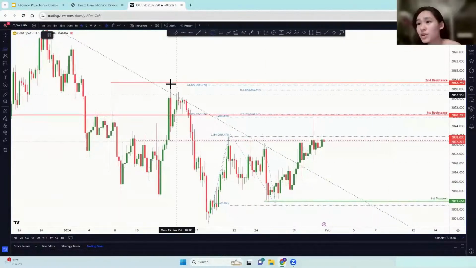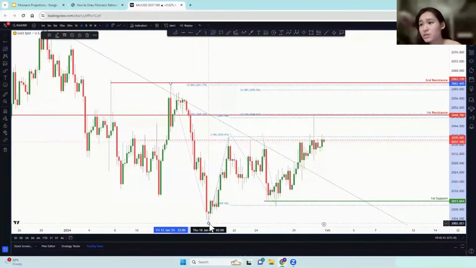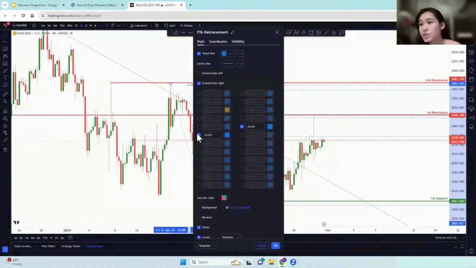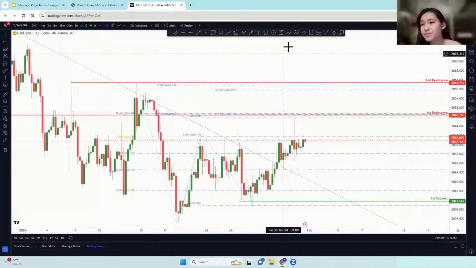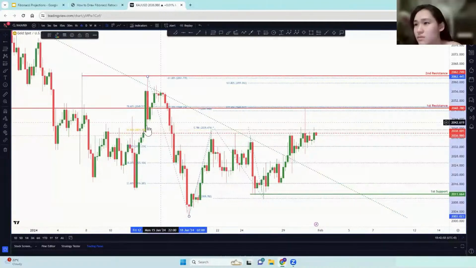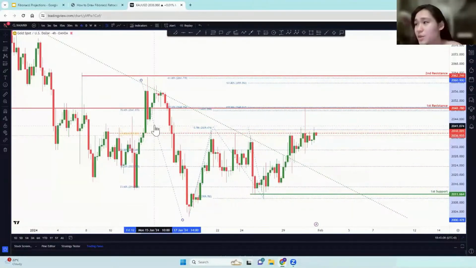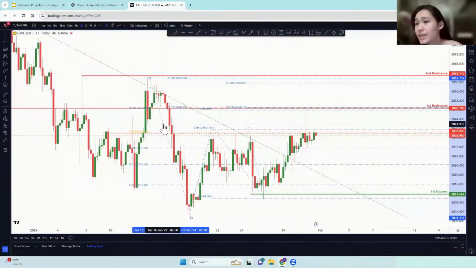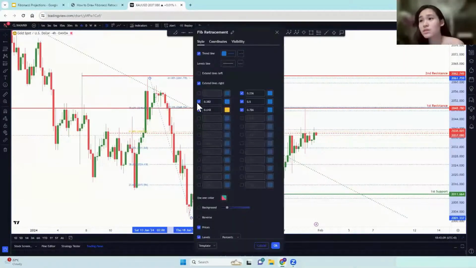Okay, I'm going to look for a retracement from here to here. For retracement, we look at the mid-range levels. We can see the 61.8 lines up with the intermediate level, and the 78.6 lines up with my first resistance. So I'm just going to keep those two levels.